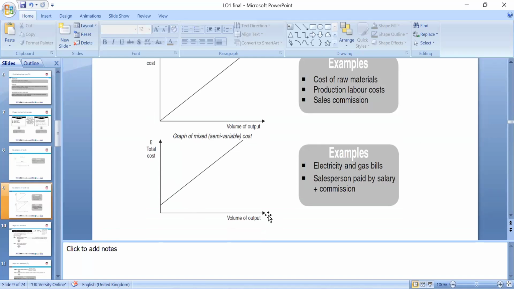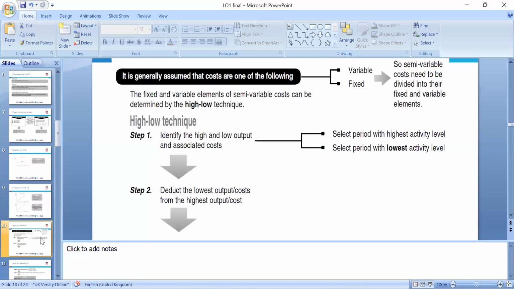So if I ask how many units we produce and how much the cost is, we can say fixed and variable costs can be together. So let's say we have a cost of 200. If, let's say, 200 units, we have 4,000 costs.